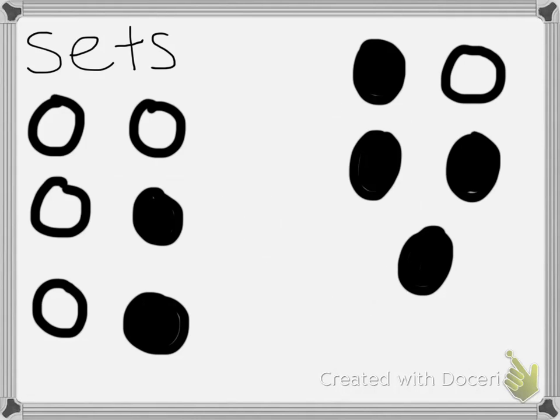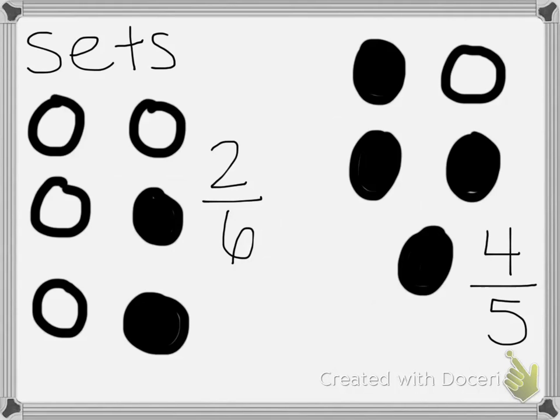We can have fractions describing a set of objects or a group of objects. So in this first one, we have 2 out of 6 that are shaded. So our fraction would be 2/6. There's 2 that we're counting. We're counting the ones that are colored in, and there's 6 in the group. In the second picture, there are 5 in the group, and if we're counting the ones that are colored in, there are 4/5 shaded. 4 out of the 5 circles are colored in.